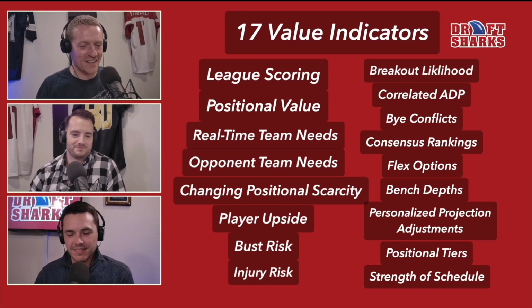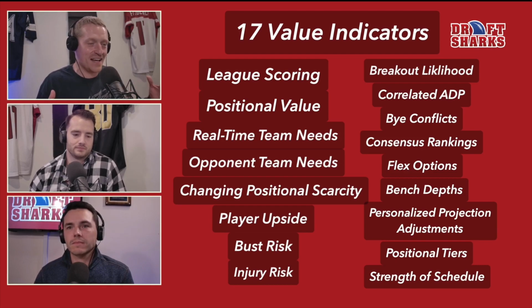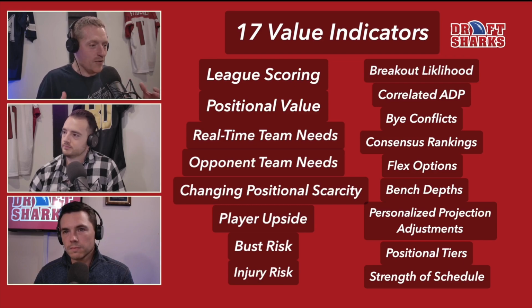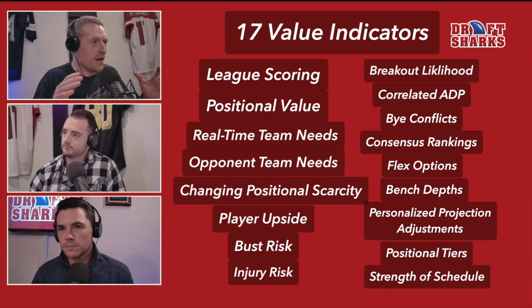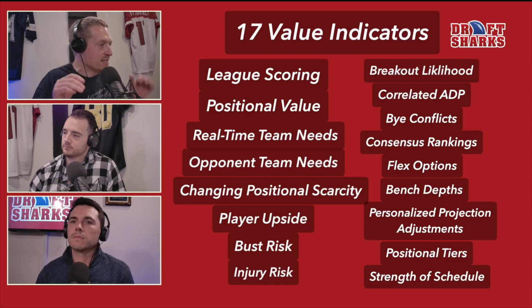Opponent team needs are next among the value indicators. Changing positional scarcity, because that's not going to be the same at any point in the draft or from one draft to the next. Player upside, bust risk, injury risk, breakout likelihood. Alex, likelihood is important. We pick the guys that we think are going to break out, but we don't want to just say this guy is, this guy isn't, right?